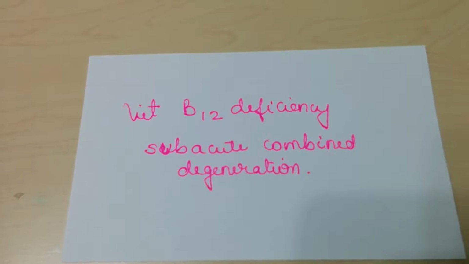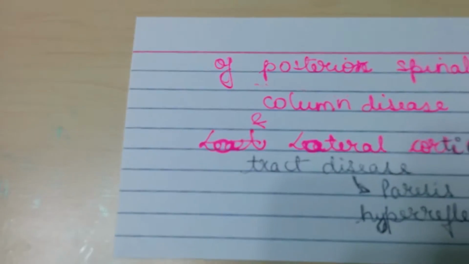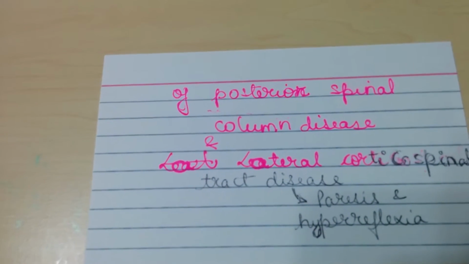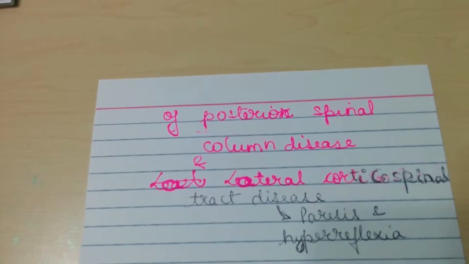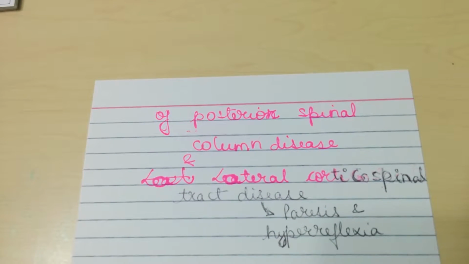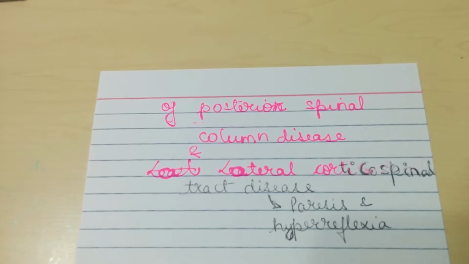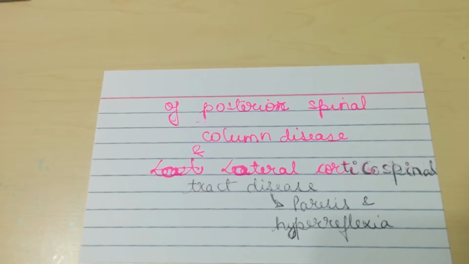Vitamin B12 deficiency, subacute combined degeneration. Where is the problem in the spinal cord? There is degeneration of the posterior spinal column, and there is also a lateral corticospinal tract disease. And you can see paresis and hyperreflexia in these patients.